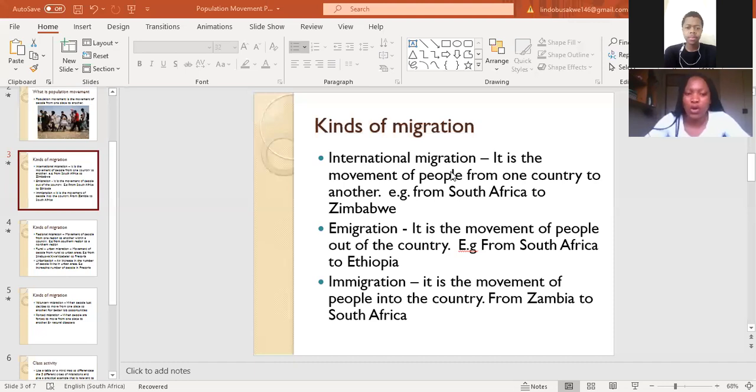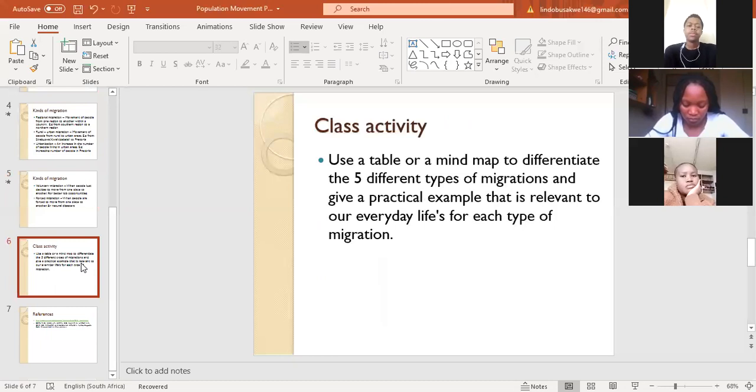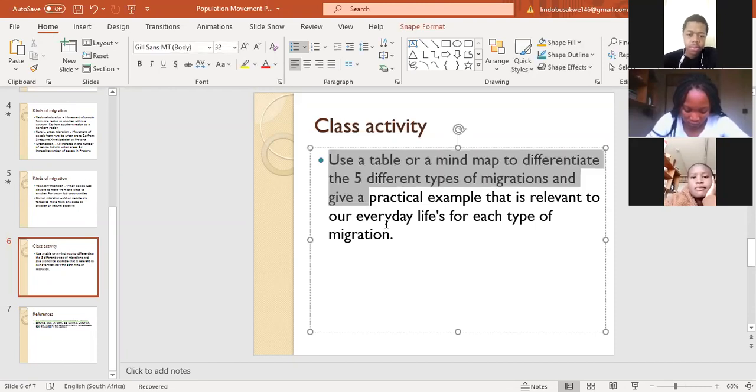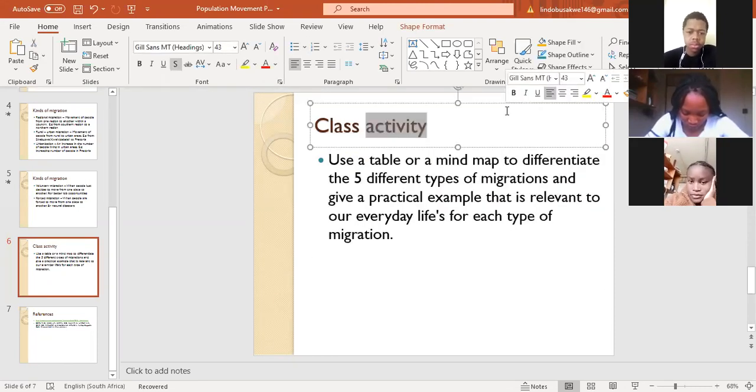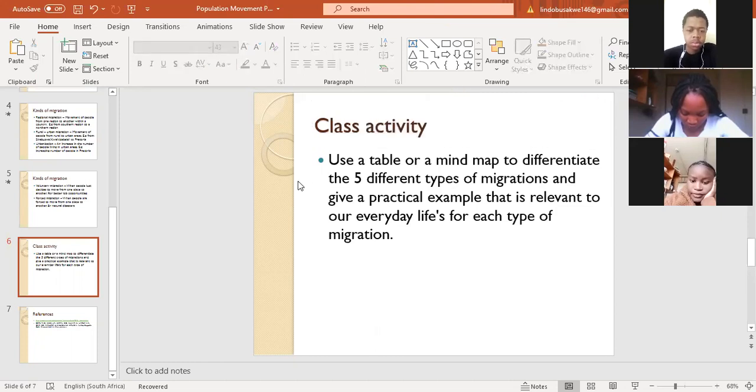Anyone else with a question? Okay, so I'm going to give you a class activity which we're going to discuss in our next lesson before we proceed with the factors that affect migration. Before we can start with that lesson, we're going to look at this activity. What I need you to do is use a table or a mind map to differentiate the 5 different types of migration that we spoke about today, and give a practical example that is relevant to our everyday lives for each type of migration.